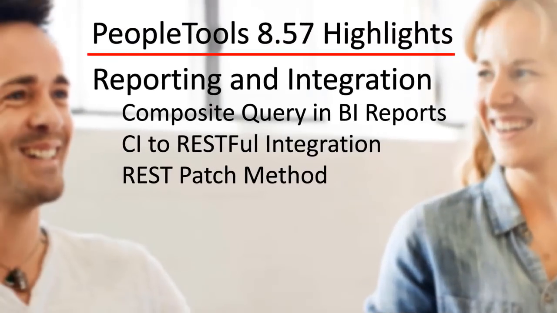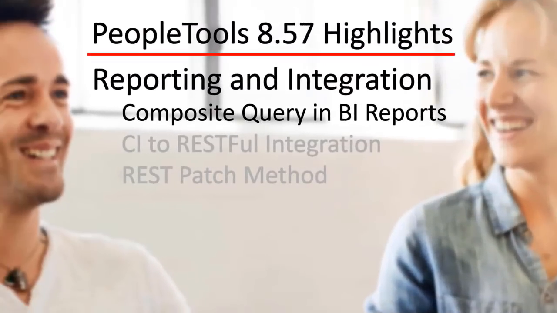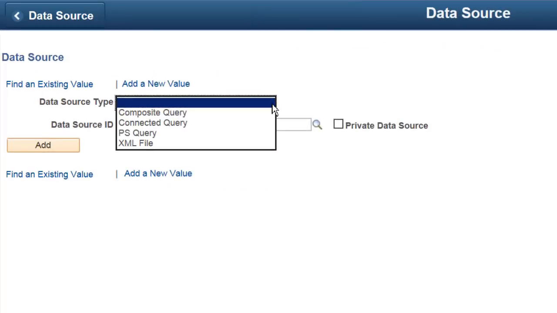PeopleTools 8.57 Reporting and Integration includes enhancements to composite query in BI reports, CI to RESTful integration, and the REST patch method. Business Intelligence Publisher, or BIP, now enables Composite Query as a data source type for a BIP report, along with the existing data source types of Query and Connected Query.